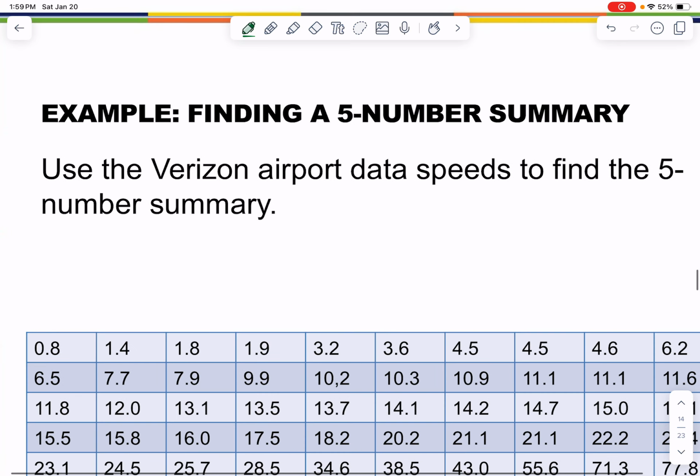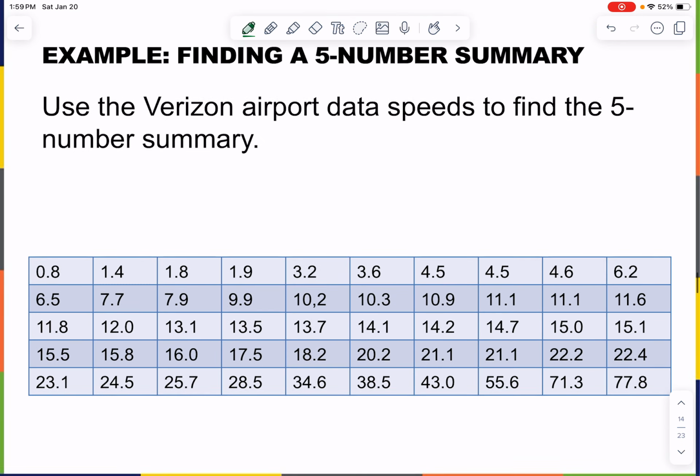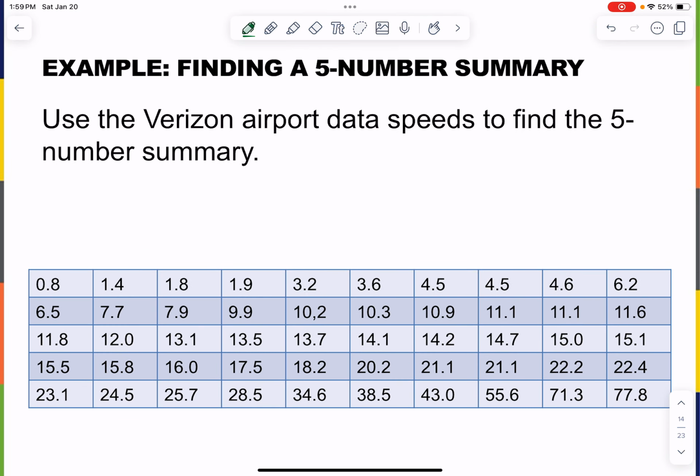Okay, so let's go ahead and find the 5-number summary for this data set. Q0, or the minimum, that's easy. That's that one right there, because the data is already ordered. Q1. All right, Q1 is going to be the 25th percentile. So that's going to be P25.